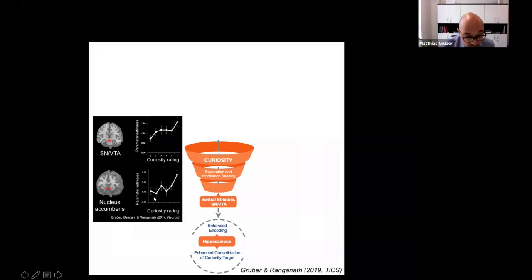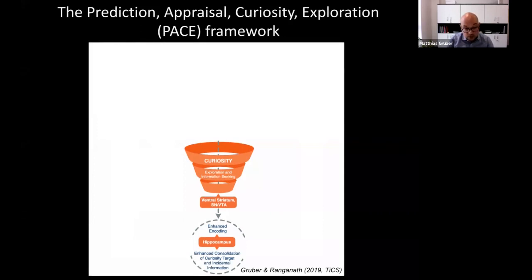So then we thought a little bit further: okay, we know now that the dopaminergic circuit affects hippocampus-dependent learning and enhanced consolidation of curiosity target information. But how does it all start? What are the elicitors of curiosity? What we did there, we looked through the literature and did our research on all the theories of curiosity that are out there in psychology, and tried to synthesize these theories with what we know about neural mechanisms in terms of learning and memory and motivation. And we came up with this framework here, the prediction, appraisal, curiosity, and exploration framework, or in short, the PACE framework.